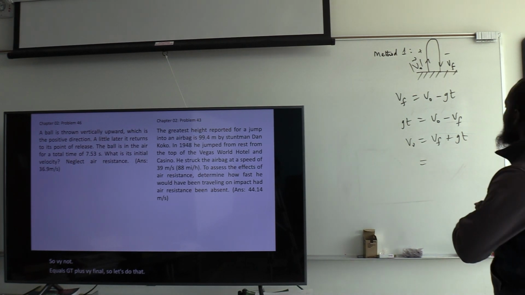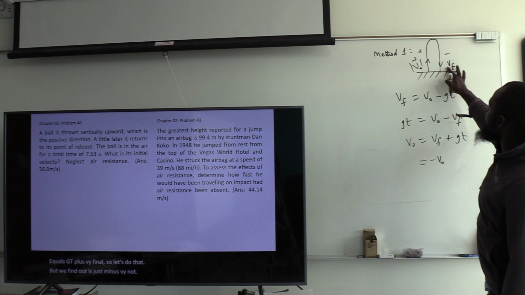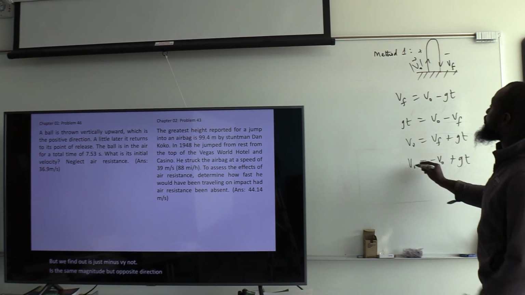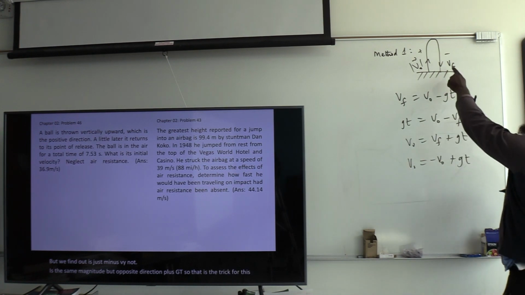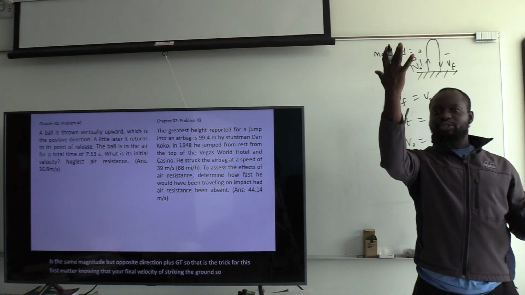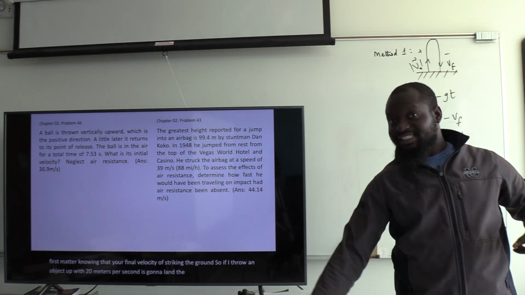But V final is just minus V naught. It's the same magnitude but opposite direction, plus GT. So that is the trick for this first method. Knowing your final velocity of striking the ground: if I throw an object up with 20 meters per second, it's going to land on the same ground with 20 meters per second at the same place.